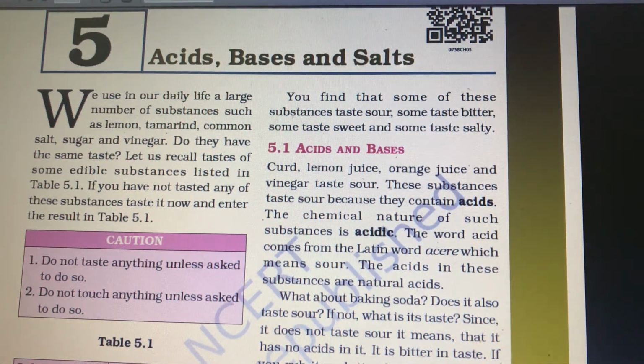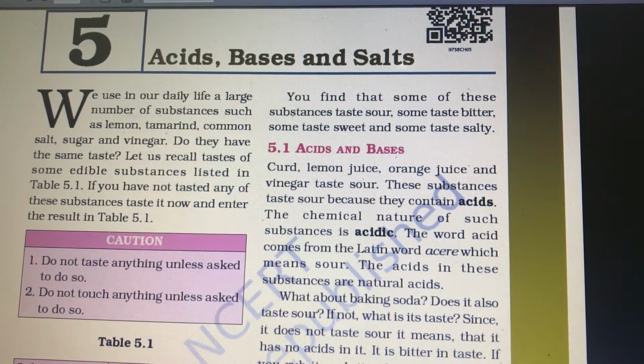Hello dear students, today we will be starting with our chapter 5, that is acids, bases and salts. Now for class 7, this is basically about what acids and bases are, how we can tell them apart by a simple test, and moreover about the taste of acids, bases and salts.